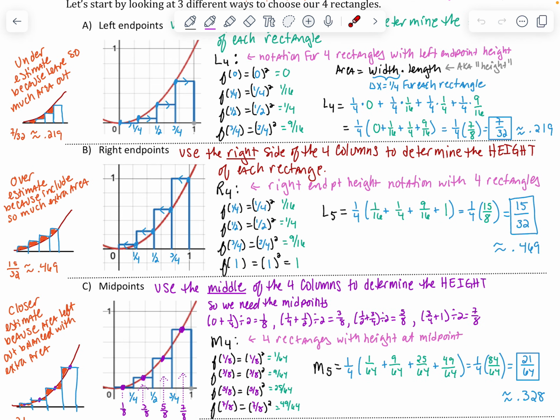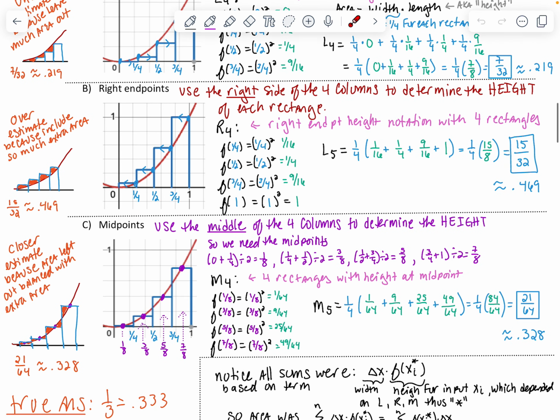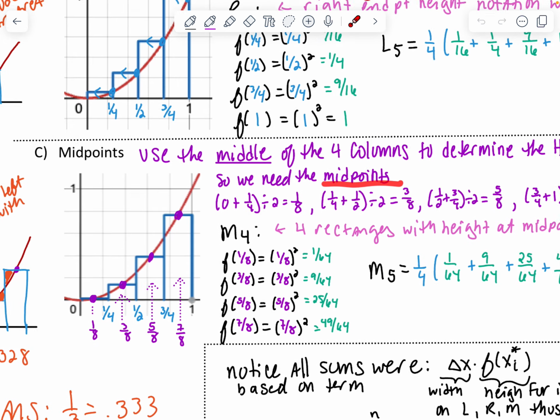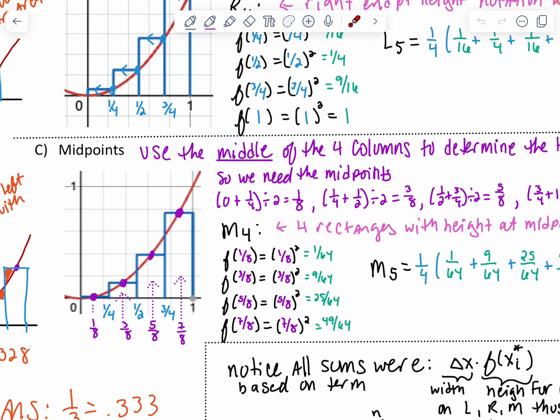So one option could maybe be to average these, or an easier way, instead of having to do it twice and average that, is to use the midpoints. We're going to use the middle of the 4 columns to determine the heights, but that means the first thing we need to do is figure out the midpoints. Now you might be quick with your math and recognize that it was the 1/8, 3/8, 5/8, 7/8.